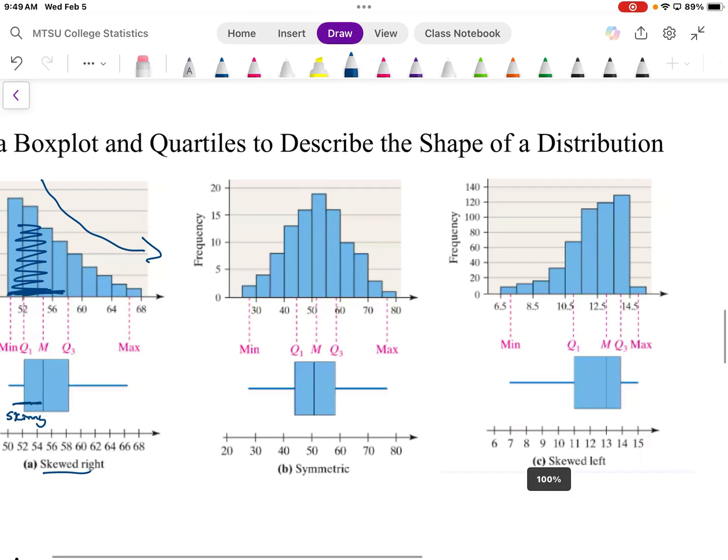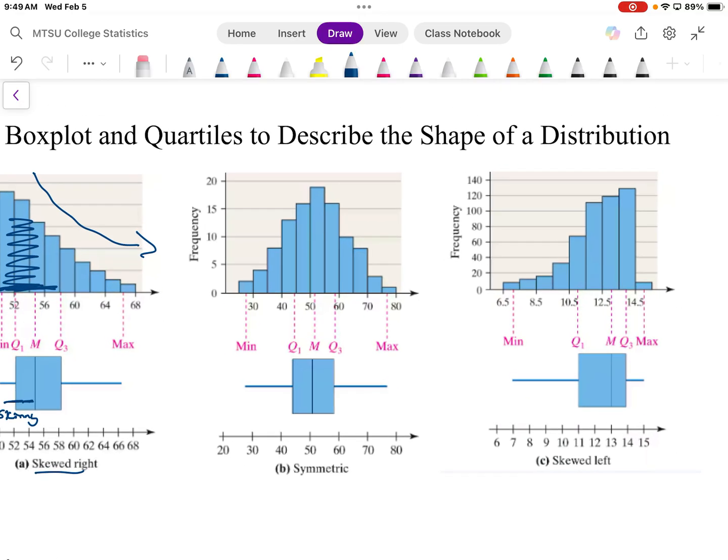And then when we look at a skewed left distribution, it's the opposite. So a longer whisker to the left, a wider box on the left from Q1 to the median, and then a really smaller Q2 to Q3, and then a shorter whisker on that side. Again, it's telling me that there's more data on the right-hand side. That's why it's a lot smaller, okay?